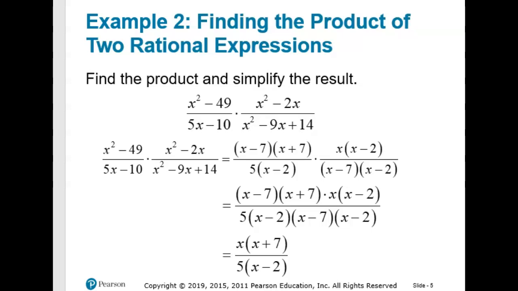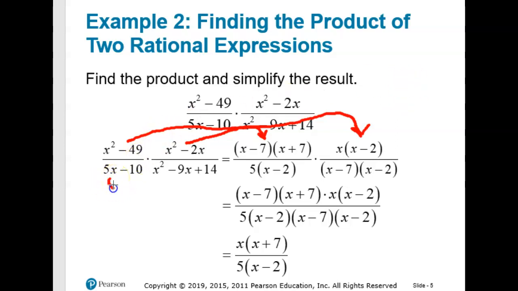To find the product and simplify our next example, we have the problem x squared minus 49 over 5x minus 10 times x squared minus 2x all over x squared minus 9x plus 14. We always want to start by factoring and get things in the most simple form. So x squared minus 49 is a difference of two perfect squares. So you have x minus 7, x plus 7. We look at x squared minus 2x and we factor out an x. So we have x times the quantity x minus 2.